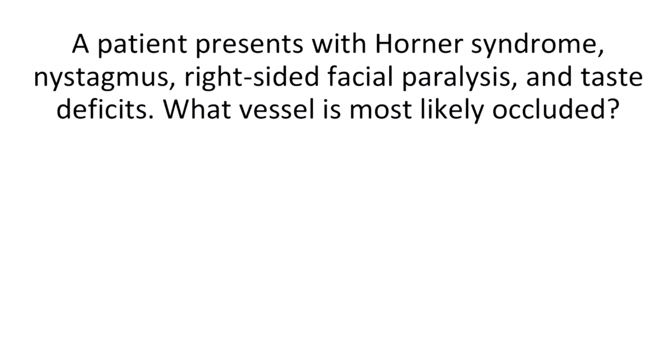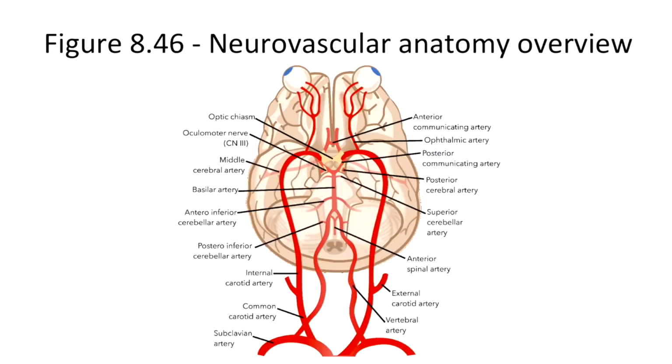Recall from part 1 of this section that facial paralysis and taste deficits are unique to lateral pontine syndrome. Lateral pontine syndrome is caused by damage to the anterior inferior cerebellar artery, or AICA. Let's pull up some figures to make this clear. From figure 8.46, we can see that the AICA is right here. Again, notice how the AICA wraps around the lateral aspect of the pons, hence the name lateral pontine syndrome.